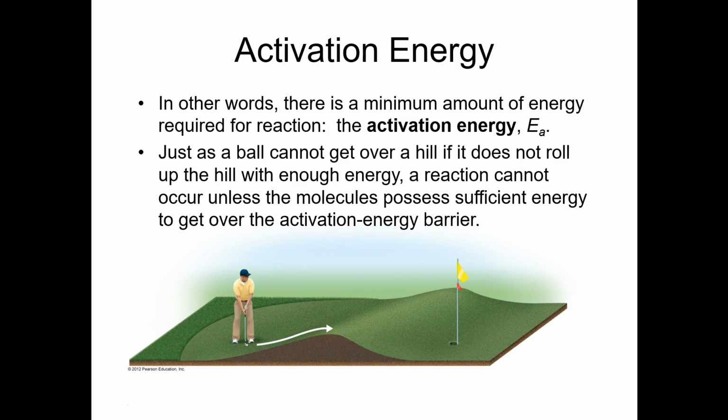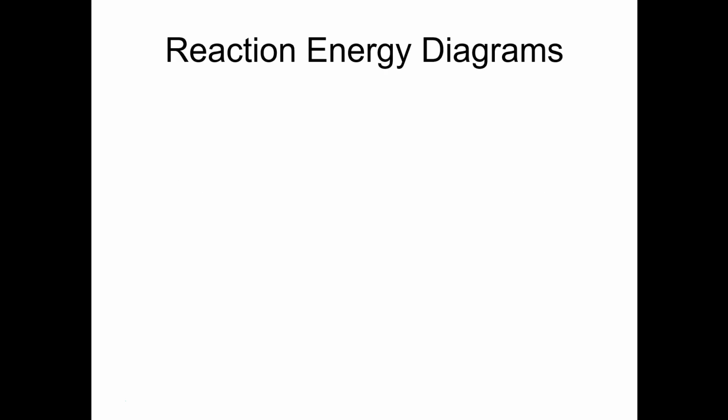And that's also true with a chemical reaction. The reaction may be exothermic or exergonic, that is, the products are lower in energy than the reactants, but there's always some activation energy barrier that you've got to get the reaction up and over. And so let's take a look at how that would appear in what we call a reaction energy diagram.